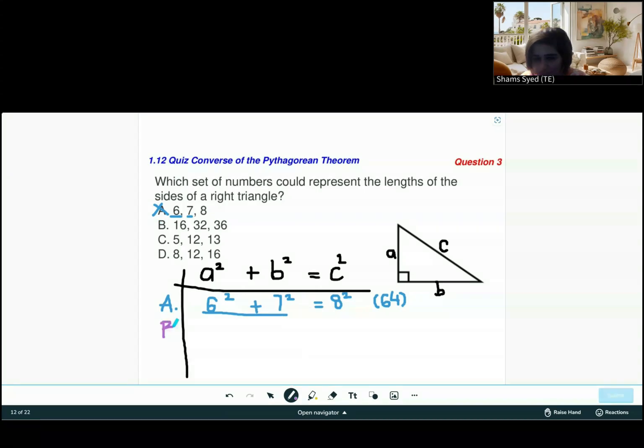The two shorter sides in B are 16 and 32. So let's do 16 squared plus the other shorter side, 32 squared. What should that equal? Do that math in the calculator. That should equal 36 squared. Let me try it in the calculator in front of you.